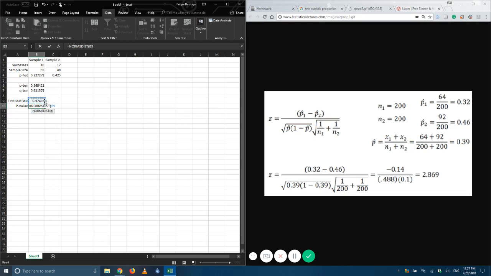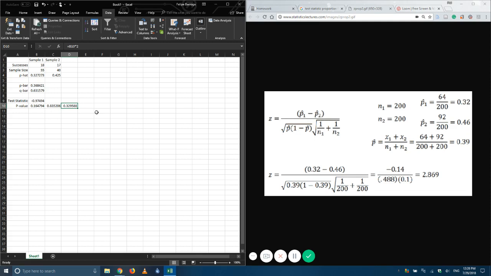Okay, so this one here will give us the left-sided value. The right-sided value, we'll just subtract that from 1. And to get the two-tailed, since this is a negative z-score, we'll take the left tail multiplied by 2. If it was a positive z-score, we would find the right tail and then multiply that by 2 to get the two-tailed.